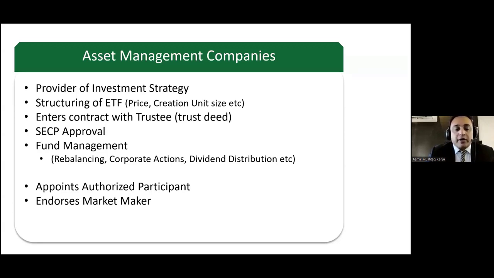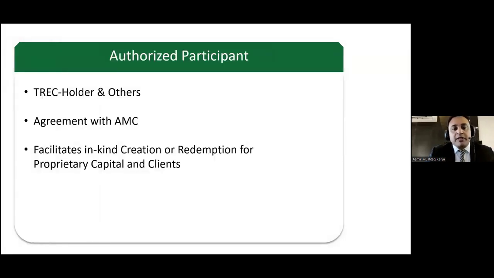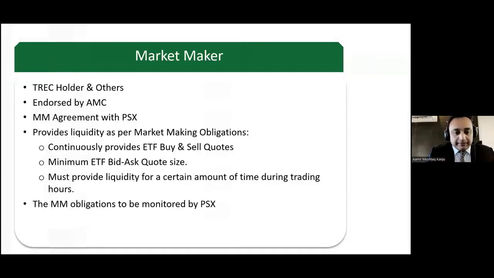The AMC also has to appoint authorized participants and also has to endorse a market maker. So who is an authorized participant? An authorized participant could be a broker or some other company. It has an agreement with the AMC and it facilitates the in-kind creation and redemption of the fund in the PSX market through the asset management company. Because a retail investor can only buy and sell ETFs from the PSX platform, any buying and selling from the AMC is done by the authorized participant, and then it has to be sold out to the secondary market in PSX.